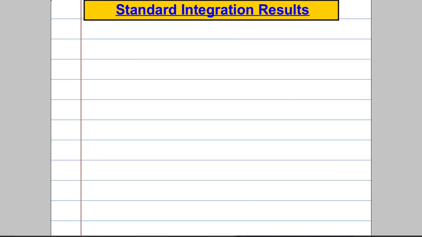Okay, firstly, two standard results we need to be familiar with. If we integrate the reciprocal function 1 over x with respect to x, we get the natural logarithm of the modulus of x plus a constant. Now I write a modulus sign around this because the natural logarithm only applies for when x is positive, so I put a modulus sign to make sure x is positive.